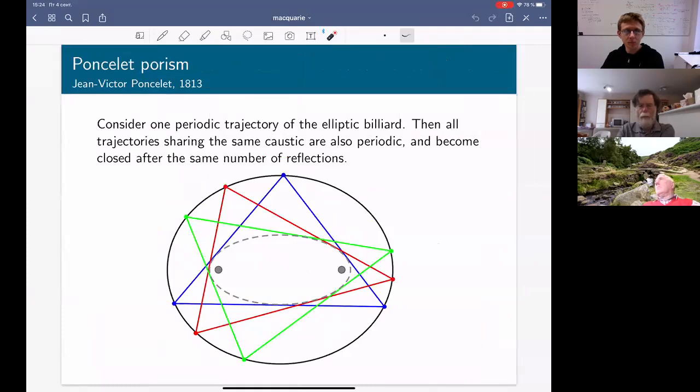And now let us see. The trajectories of elliptical billiards are inscribed in one second order curve and always circumscribed about the other one, which is a caustic. So we see that we can directly apply the Poncelet porism. And here is the Poncelet porism formulated in the billiard language. If there is a periodic trajectory of an elliptic billiard, then all trajectories sharing the same caustic will also be periodic, and in fact will be periodic with the same period. And here we see, for example, a family of triangular billiard trajectories sharing the same caustic.